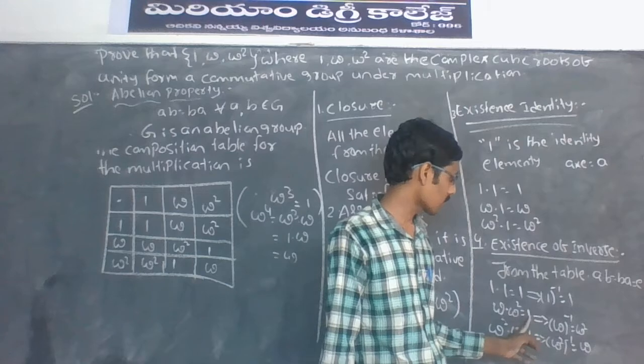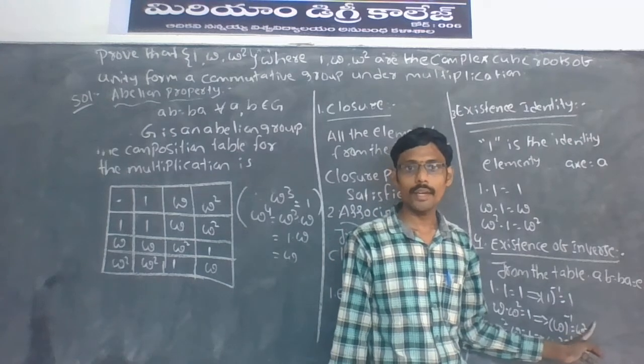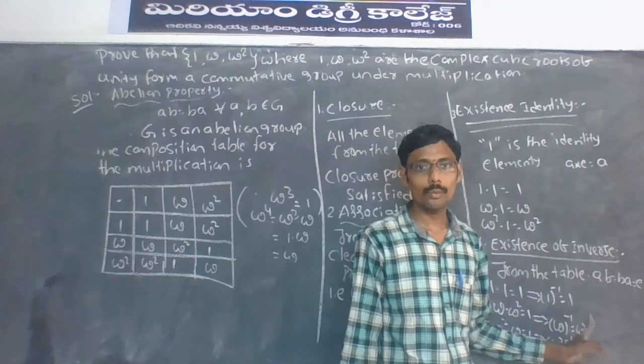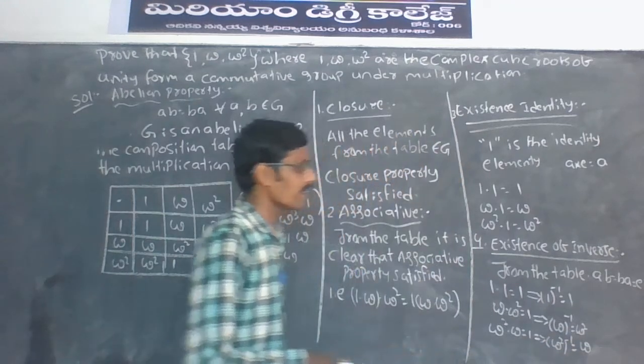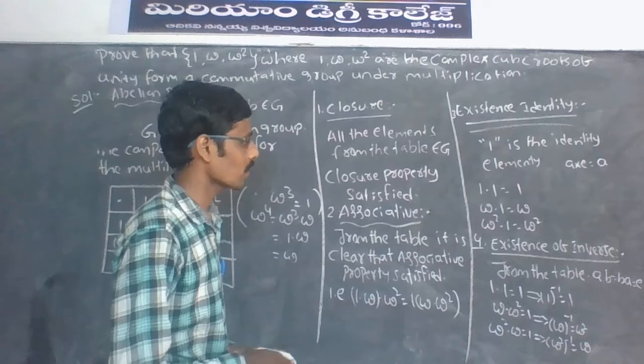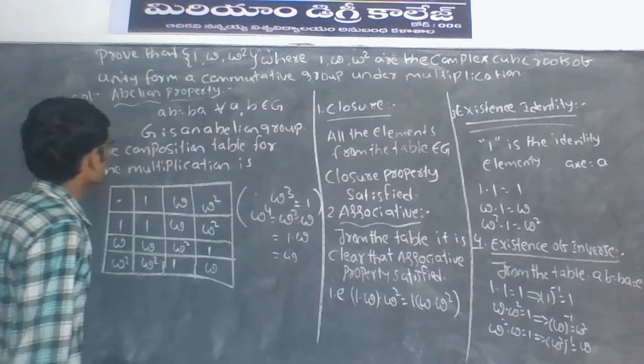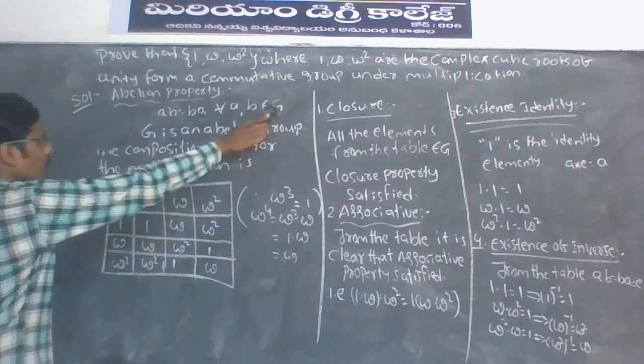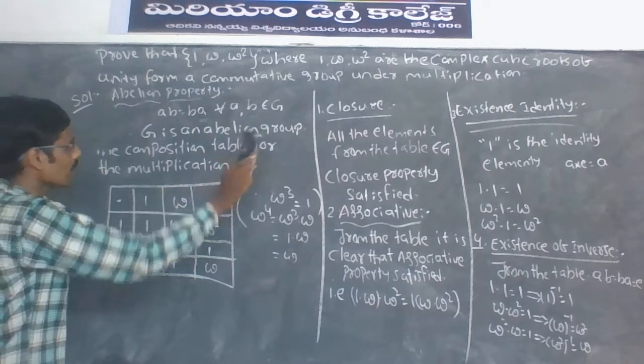Omega into omega square is equal to 1, so omega inverse is equal to omega square. Omega square into omega is equal to 1, so omega square inverse is equal to omega. So every element in Z has an inverse in Z, so the inverse property is satisfied. From the table, it is clear that AB is equal to BA for all A, B belongs to Z. So Z is an abelian group.